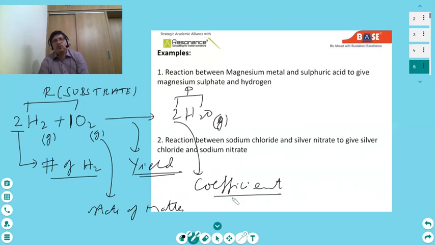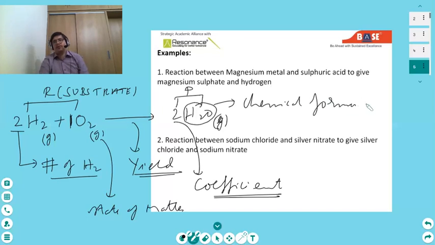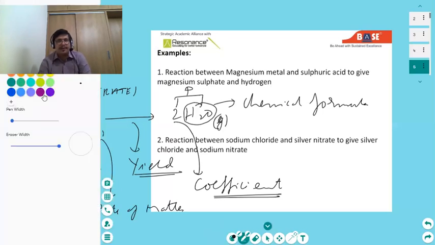Basically this 2, 3, 4, whatever number you use, helps to balance the equation. This is also known as the coefficient. And this part that you are writing is also known as the chemical formula. So this is the chemical formula of your product. So a reaction is made up of various things like this.